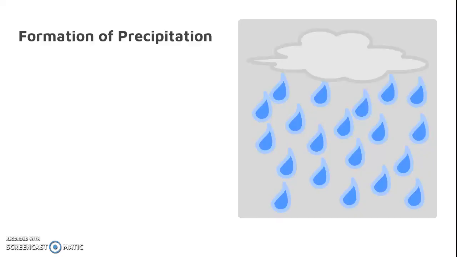Our second topic is the formation of precipitation. In meteorology, precipitation is any product of the condensation of water vapor that falls under gravity. Precipitation can come in many forms such as rain, snow, sleet, and hail. There are 2 processes that form precipitation. The first one is collision coalescence and the second one is aggregation.